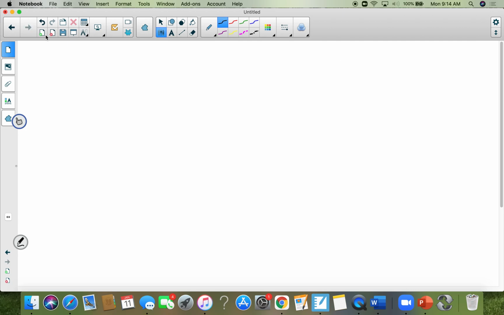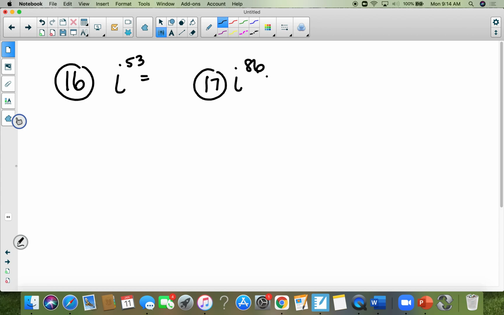Okay, the next page, number 16. I to the 53, 17, I to the 86, 18, I to the 1,235. So all you're going to do is divide by 4. This is 13.25. Divide by 4, 21.5. And divide by 4, 308.75.